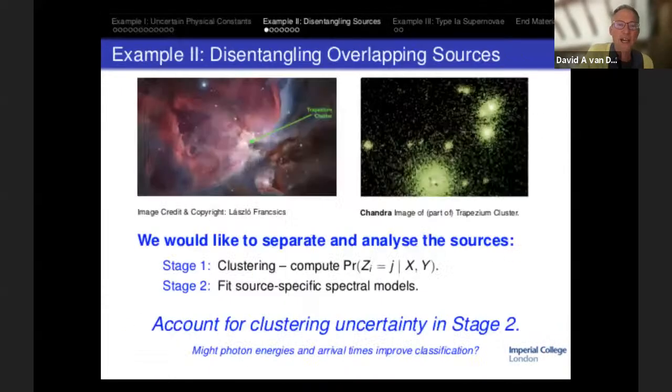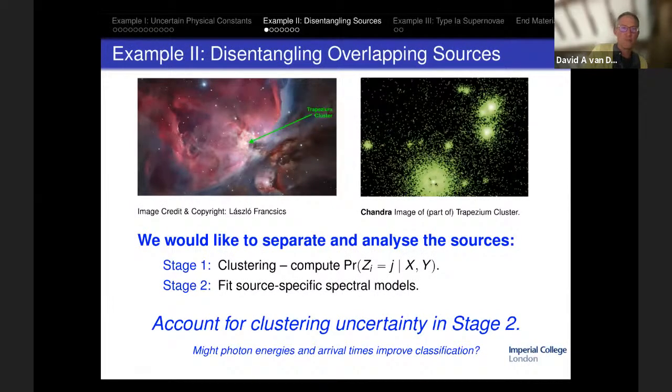Okay, so let me now shift over to another example. This is disentangling overlapping sources, a real standard problem in high energy astrophysics. I have an image here. You can see there's point sources that are nearby. Their point spread functions overlap. So if I want to do an analysis of the spectra of each of the sources that are nearby, I have to first split up the photons between them. How am I going to do that in a reasonable way, and then carry the uncertainty in that splitting of the photons between the sources into my spectral analysis?